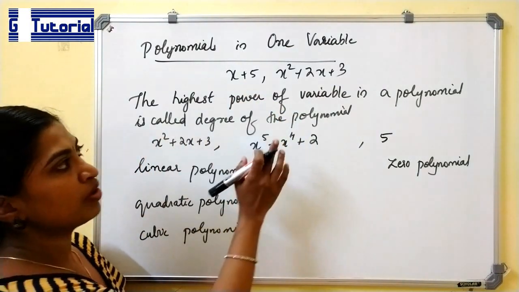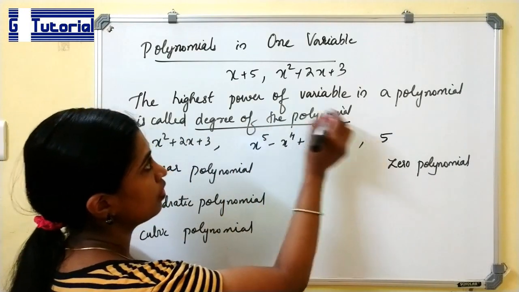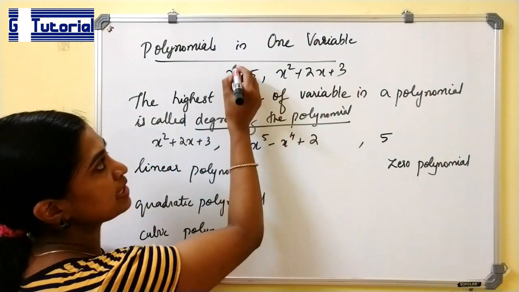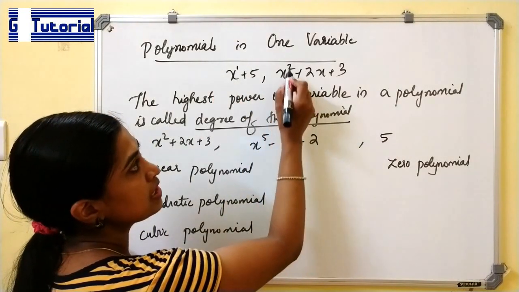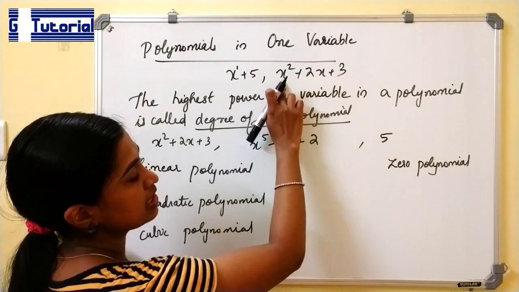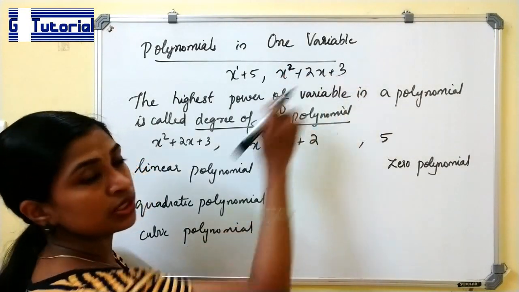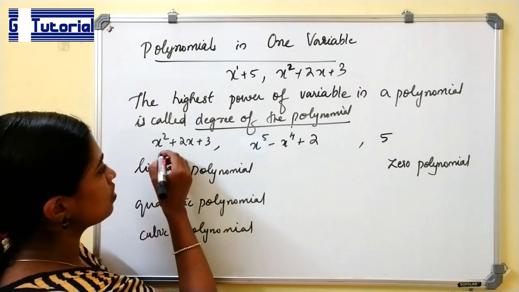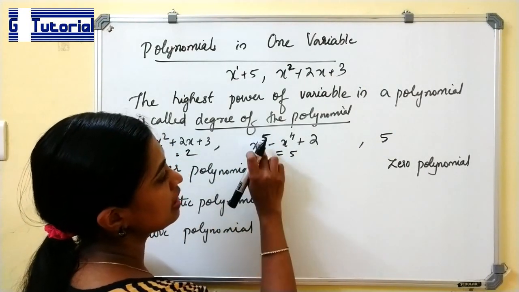And the highest power of the variable in a polynomial is called the degree of the polynomial. In this example, the degree of the polynomial is x raised to 1. So, degree of polynomial is 1. Here the highest degree of x is 2. So, degree of the polynomial is 2. Here it is 5 because the highest degree is 5.